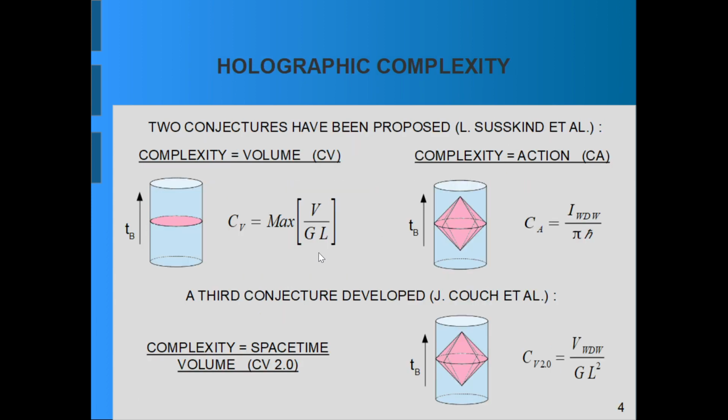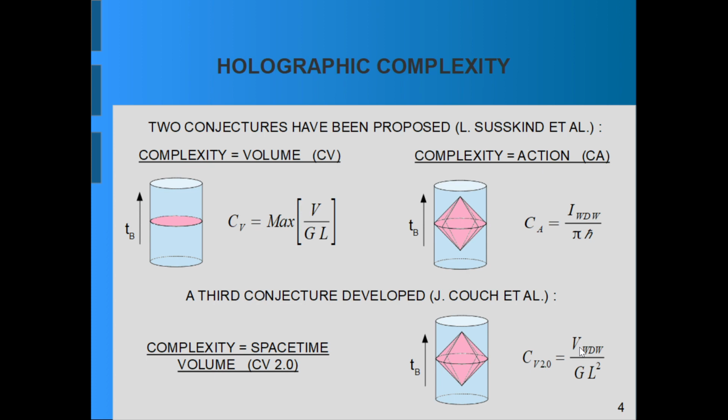Three conjectures have been proposed for bulk dual complexity, two by Leonard Susskind and others, and the third one by Couch and others. According to complexity equals volume, or CV conjecture, complexity of the dual state on the boundary is proportional to the volume of the codimension 1 maximal bulk surface anchored to the boundary time slice, representing here the dual state. According to complexity equals action, or CA conjecture, complexity is related with the gravitational action computed on the Wheeler-DeWitt patch, which is the domain of dependence of the slice involved in the CV conjecture. According to complexity equals spacetime volume, or CV 2.0, complexity of the dual state is related to the spacetime volume of the Wheeler-DeWitt patch. These are the proposals for pure state complexity.